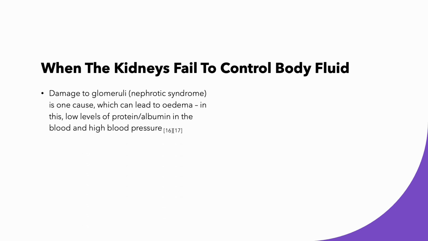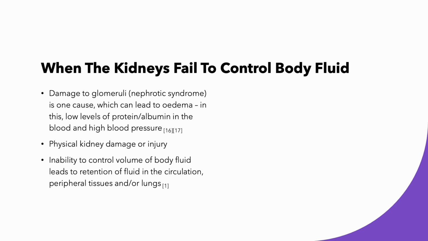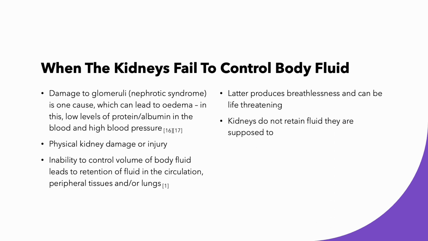On the other hand, damage to glomeruli, such as in nephrotic syndrome, is one cause of the kidneys failing to control body fluid, which can lead to oedema. In this, there are low levels of protein and/or albumin in the blood and high blood pressure. Failure of the kidney to control body fluid can be caused by physical damage and/or injury to the kidney itself. And the inability to control volume of body fluid leads to the retention of fluid in circulation, peripheral tissues, and/or lungs. And the latter produces breathlessness and can be life-threatening. Since the kidneys do not retain fluid that they are supposed to, this manifests as dehydration and results in various degrees of circulatory collapse.